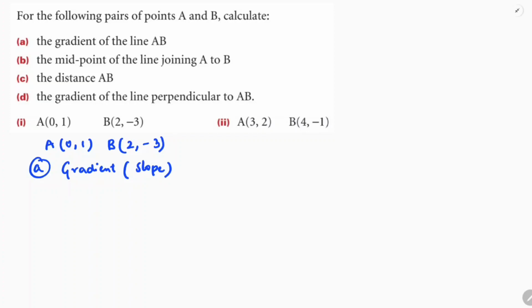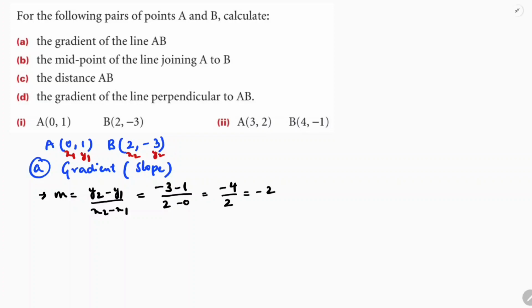So here the slope formula is (y2 minus y1) by (x2 minus x1). Here this is x1 y1, x2 y2. If we substitute the values, y2 is minus 3 minus 1, by x2 is 2 minus 0, which is nothing but minus 4 by 2. So slope is minus 2. Gradient is minus 2.